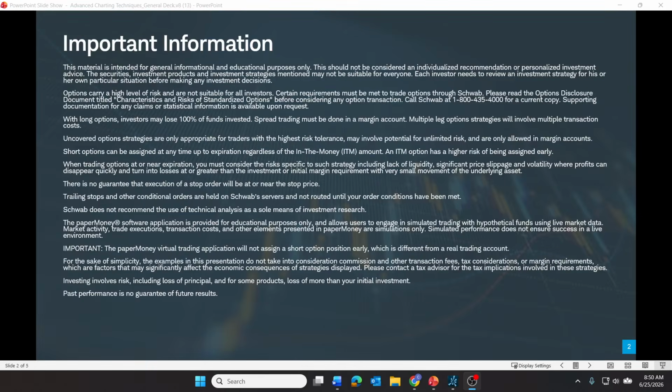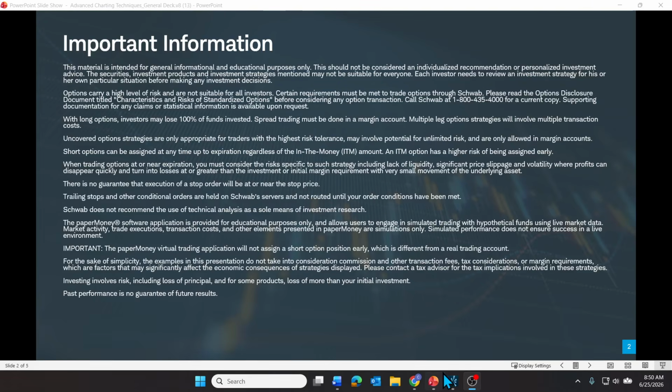Now, of course, as we dive into this, the very first thing we need to do is consider the risks associated with trading, so bear this important information in mind. This material is intended for general informational and educational purposes only. Schwab does not recommend the use of technical analysis as a sole means of investment research, and investing involves risks, including the loss of principal.